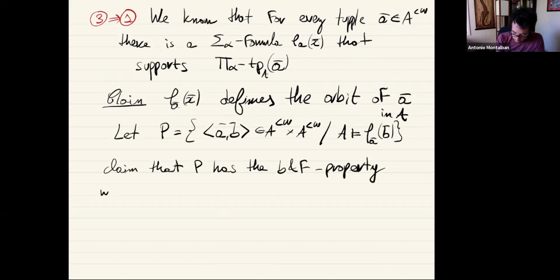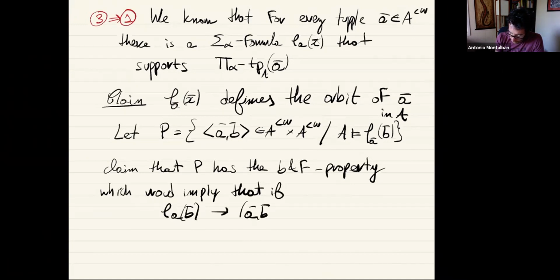Which would imply that if phi A is true of B, then the pair A, B belongs to P, which would then imply that A is automorphic to B. Right? The back and forth property is going to give you this.